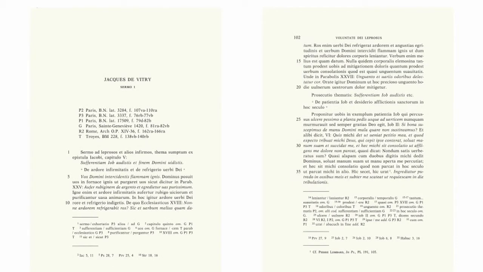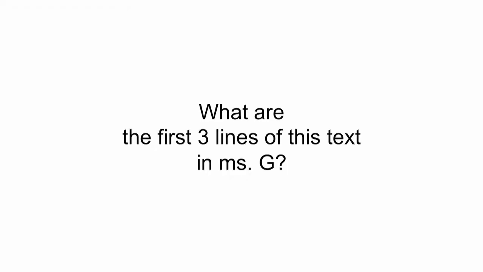So, I propose you take a look at this real-life example of a critical edition. You can download the page just right here. And I offer you a little exercise. I ask you this question. Could you tell me what are the first three lines of this text in the manuscript G? Can you take a look at the edition and reconstruct from the edition the text of the witness G, just from that, given what we've seen just before?